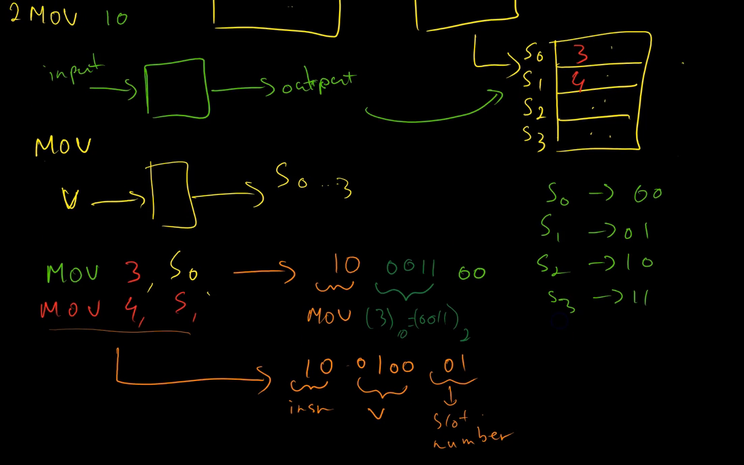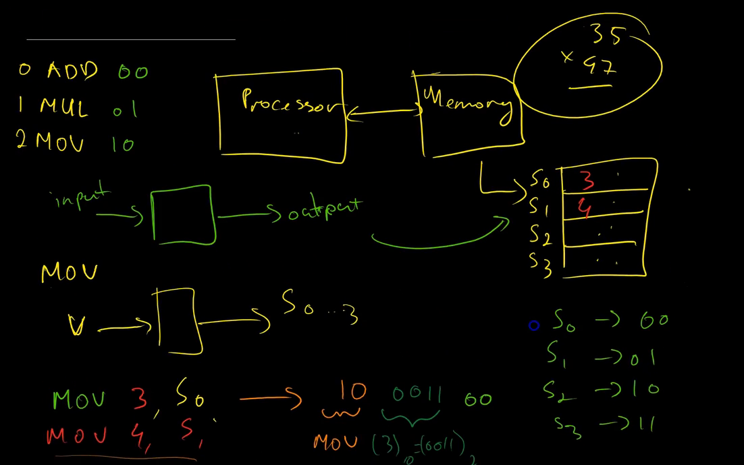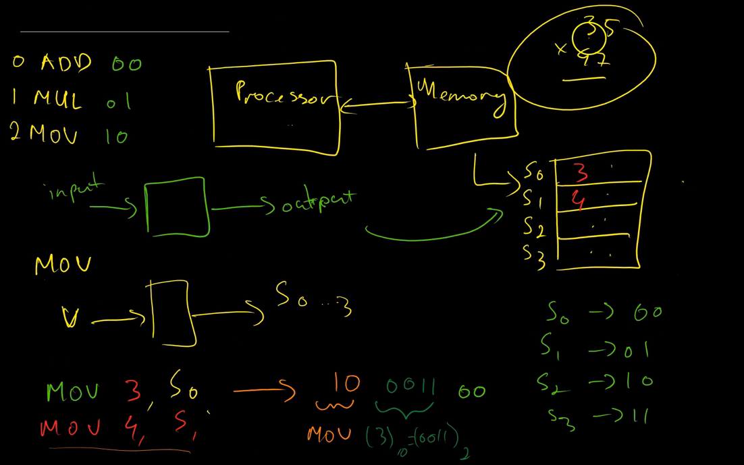Okay, so now with just this instruction, we have a computer that can store values. But that's not very interesting, right? We want our computers to do more than store values. We want to multiply this number.